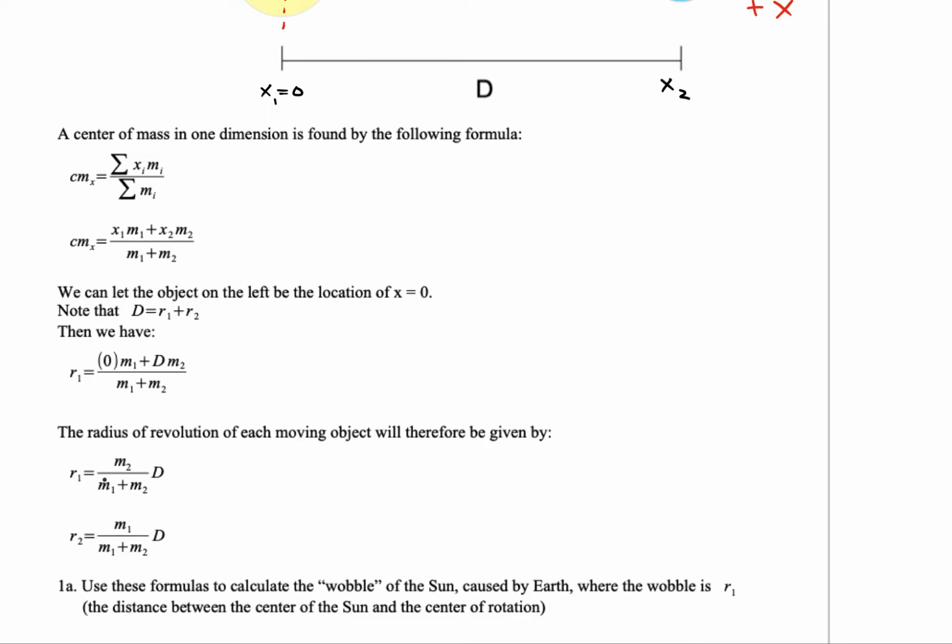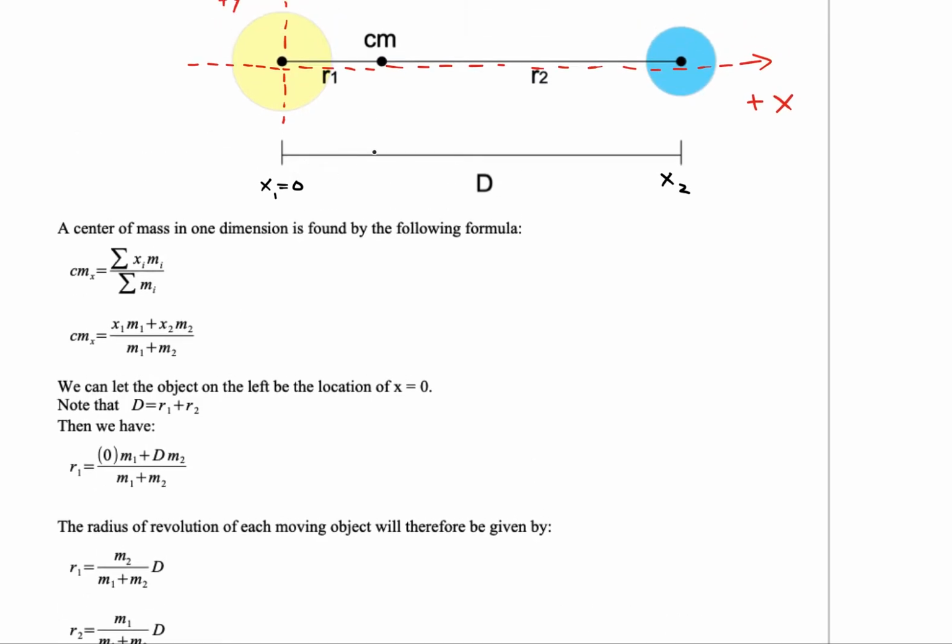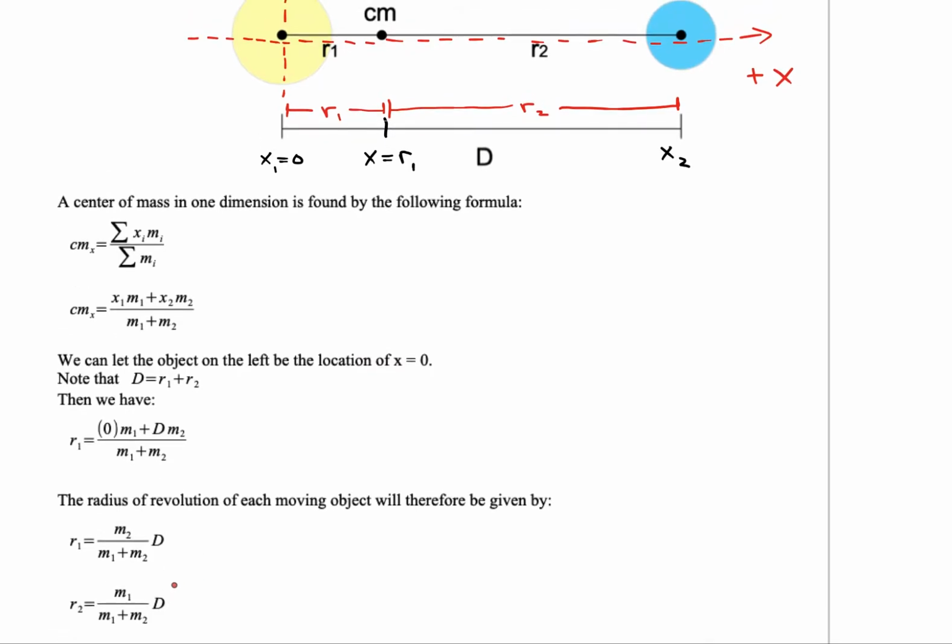Where R1 would be like the distance from 0 to that center of mass. So this is R1, this distance here. And then this would be R2, which would have just a little bit different formula. And it'd basically be R2 equals D minus R1, is basically what I'm doing.